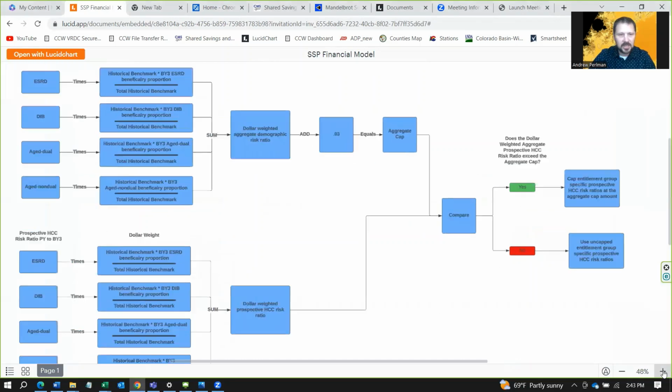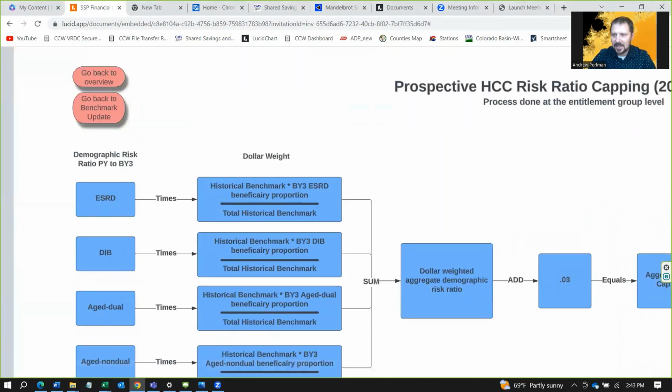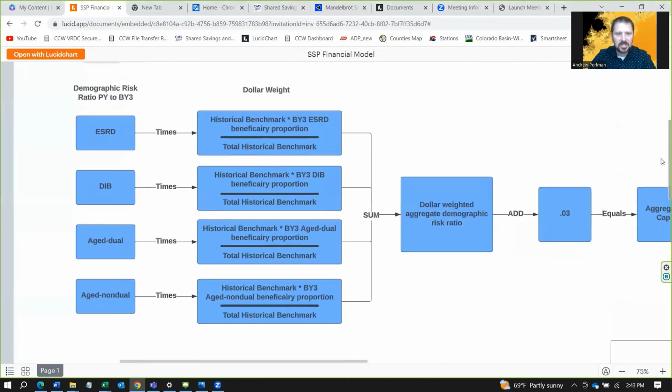Below is the flow chart that explains exactly how this is done. Let me zoom in so this is a little clearer. Again, I'm showing this at the entitlement group level just to make it really clear, but each of these boxes is the same exact calculation. First, we take the demographic risk scores, and you use the demographic scores to determine your aggregate cap. Again, this is going to be based on 3%, but there are some nuances here.